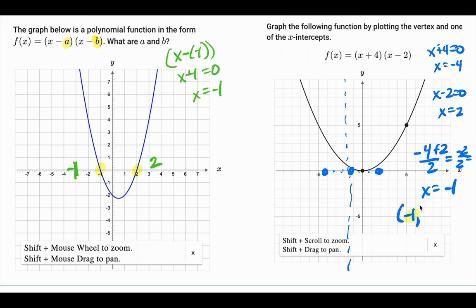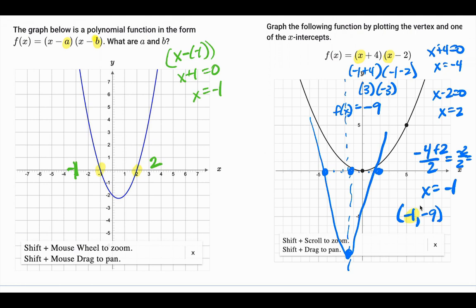That gives me the vertex, the x value, and then to find the y value, we take -1 and put it in for x and solve. So I'm going to have -1 plus 4 times -1 minus 2. So that's a +3 times a -3, which equals -9. So f of x equals -9. That's my other vertex point. So now I can go 1 and then -9 down here, and now the parabola will be drawn correctly.